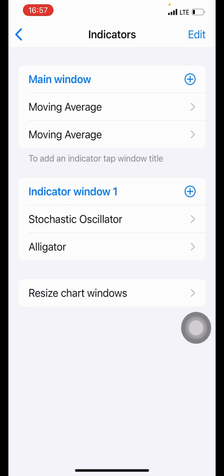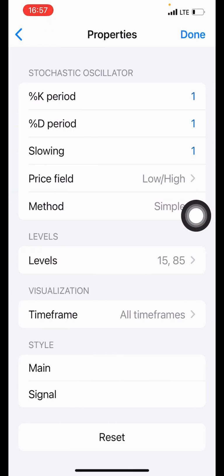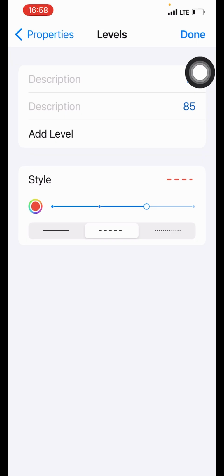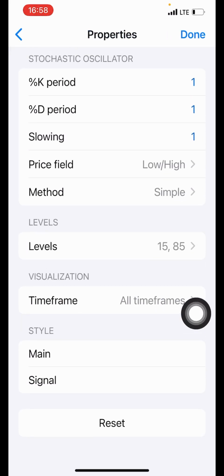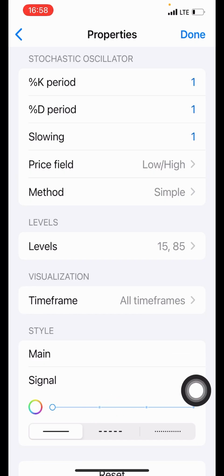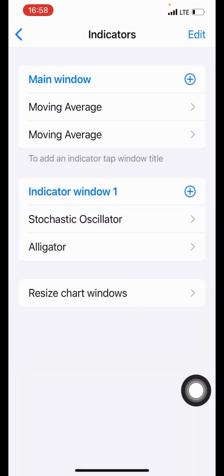The next indicator we have here is the stochastic oscillator. You click on the main window plus icon again, you search for your stochastic oscillator. These are the properties. You make everything here 1. The price field is low/high, method is simple, the levels you make 85 and 15. The color is red, 3 pixel, you click on done. The time frame you leave as it is. The style, you make the main the color of your background, 1 pixel. The signal you make the color of your background, 1 pixel also, and then you click on done. The stochastic oscillator will be added, and then this indicator window 1 here will be formed.